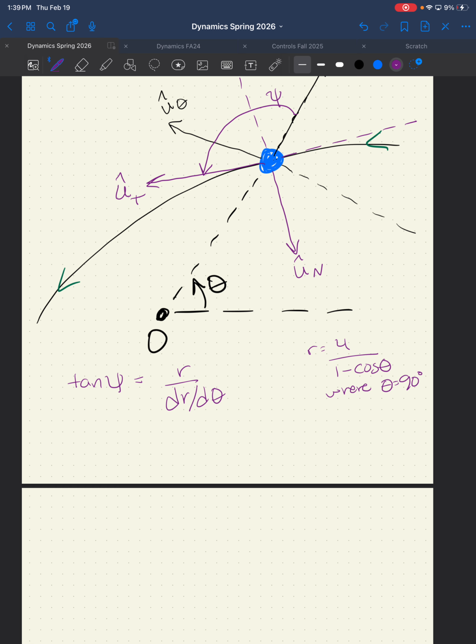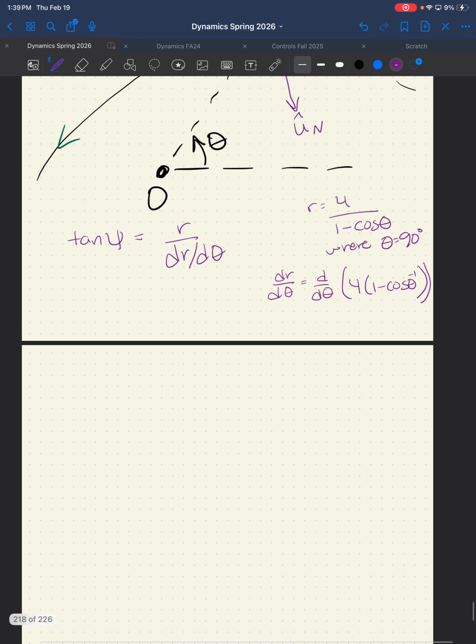And then I need to do the same thing for u hat r. So I need to find how much of u hat r goes in the negative u hat tangent direction and how much of u hat r goes in the negative u hat normal direction. In other words, I'm going to seek out an expression for u hat theta that involves u hat t and u hat n. Similarly, I'll find an expression for u hat r that does the same.